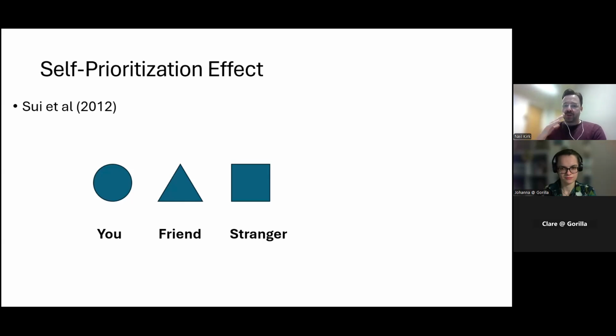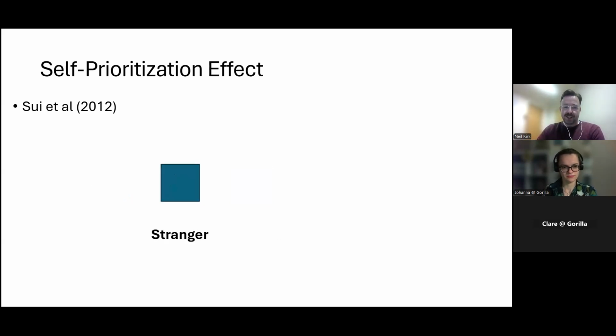And then what they did was a perceptual matching paradigm where you saw a shape and you saw the label that it belonged to, and you had to say whether it belonged to that person or not. So for example, if they had a square and a stranger, they would respond to say that that was a match. If they had a triangle and you, they would respond to say that that was a mismatch. And if it was you and a circle, that would be a match.